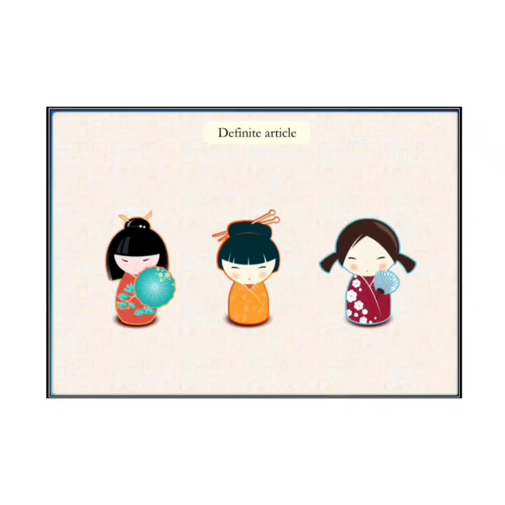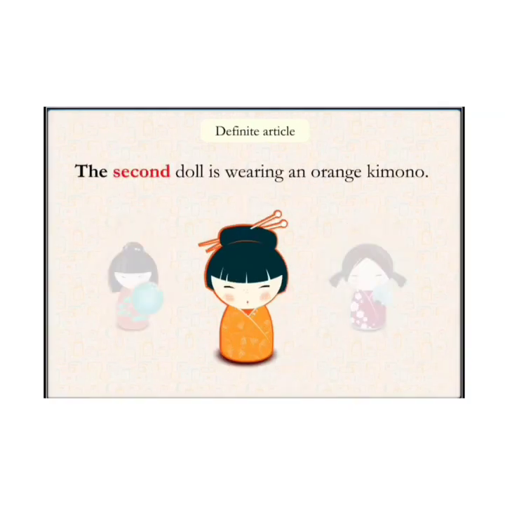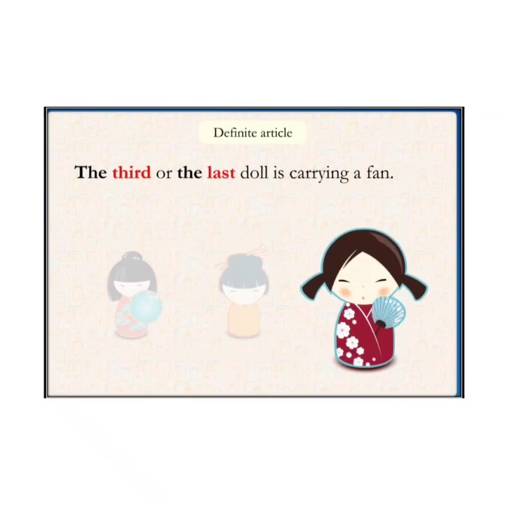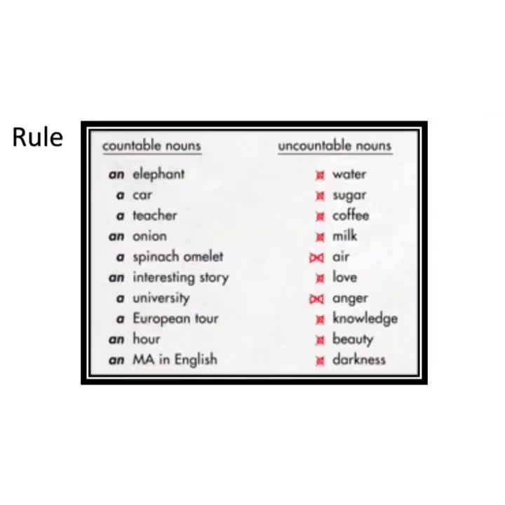Now kids, look at this. Here is one more example for you, which will tell us about definite articles. You can see 3 dolls over here. The second doll is wearing an orange kimono. We are talking about the second doll. The third or the last doll is carrying a fan.